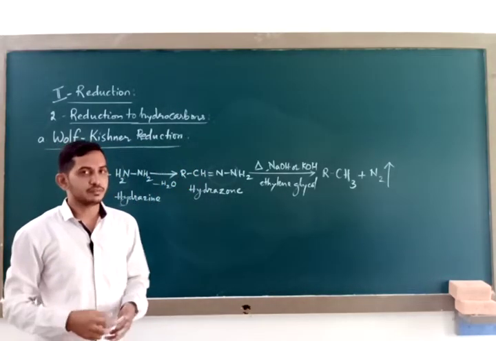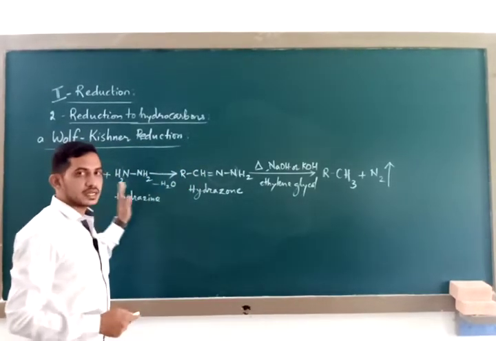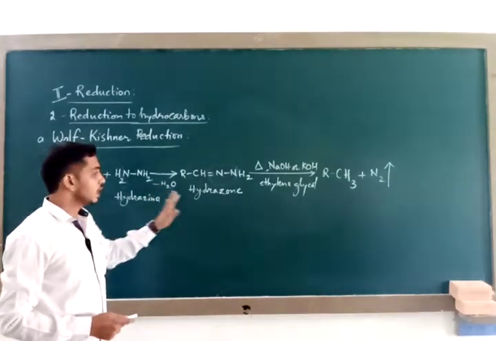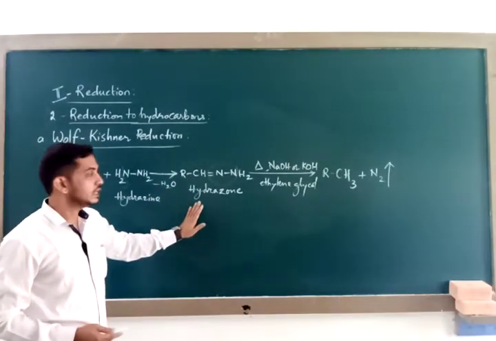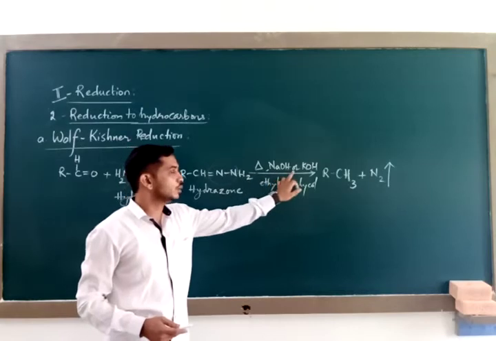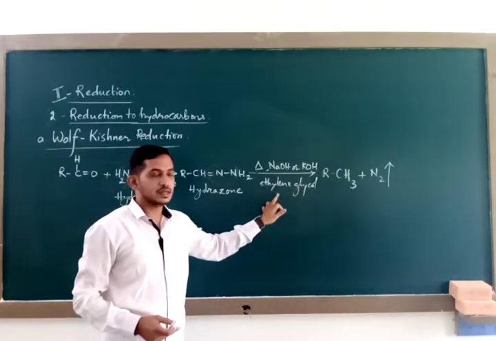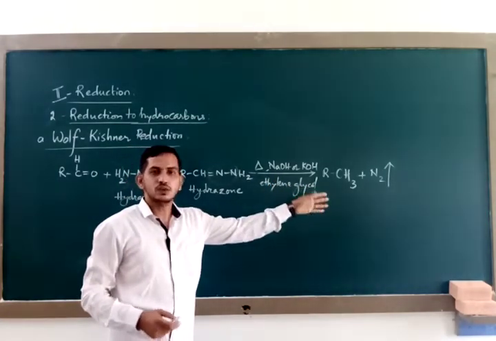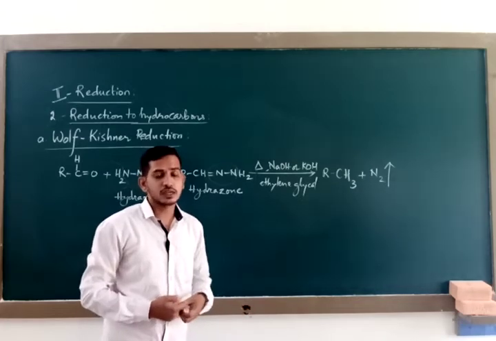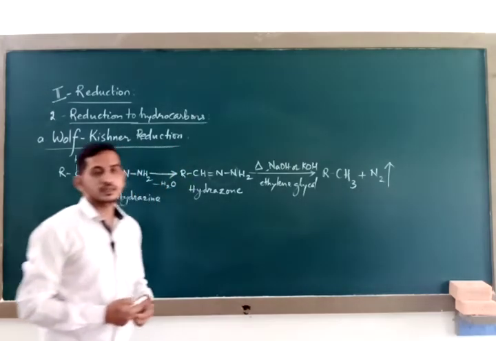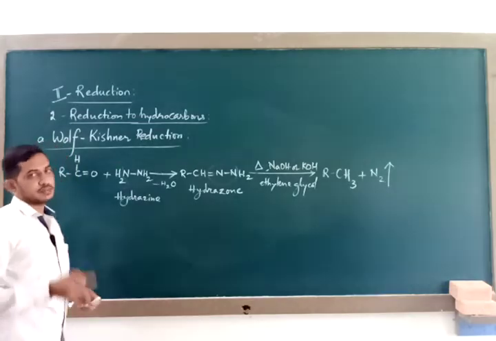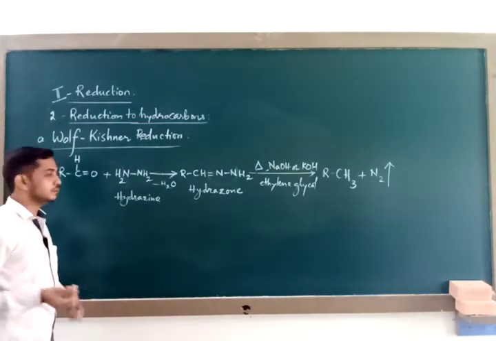How do you write the statement form? Whenever aldehydes or ketones are reacted with hydrazine, corresponding hydrazones are obtained, which upon heating with KOH in the presence of ethylene glycol gives you alkanes or hydrocarbons. This reaction is called Wolff-Kishner reduction. This is also an important question because it is also a named reaction.